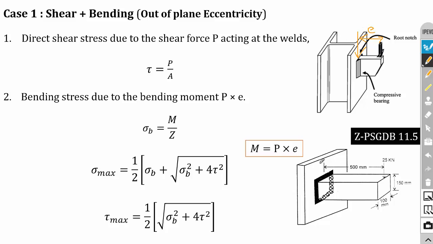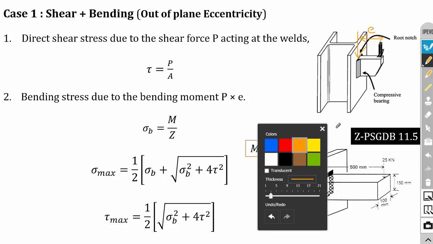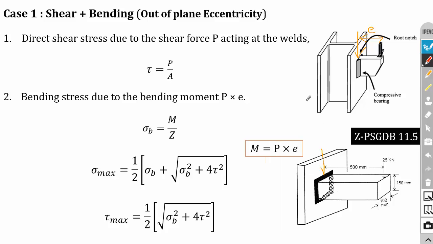If the load is directly acting here, it will produce a direct shear. We know the equation for direct shear: tau is equal to load by area, P divided by A, where P is the load acting and A is the area of weld. Remember that in primary stress we have to neglect the eccentricity. The secondary stress is with the eccentricity E considered.